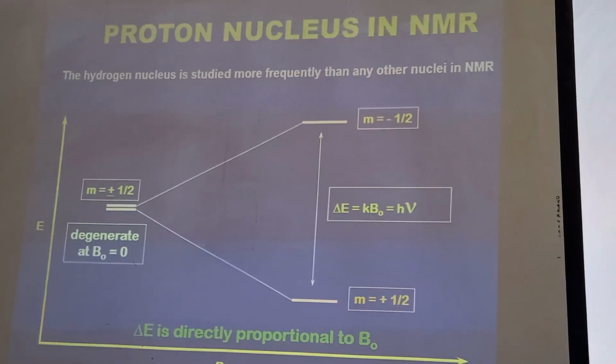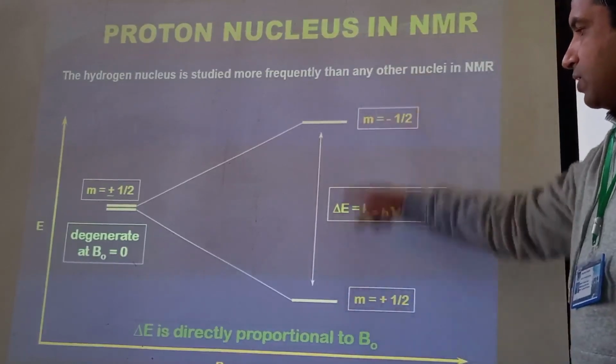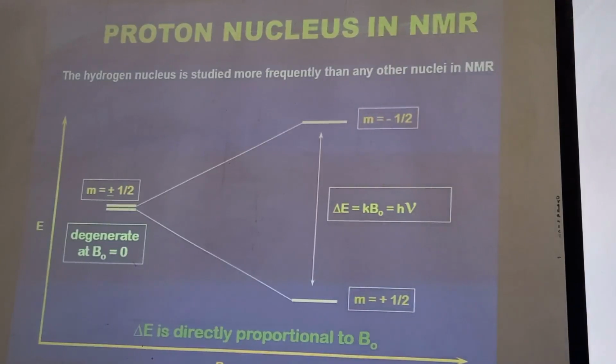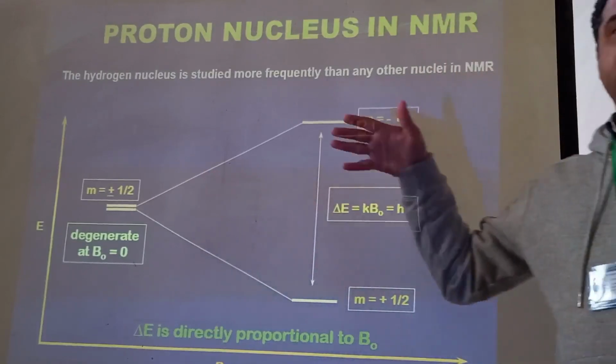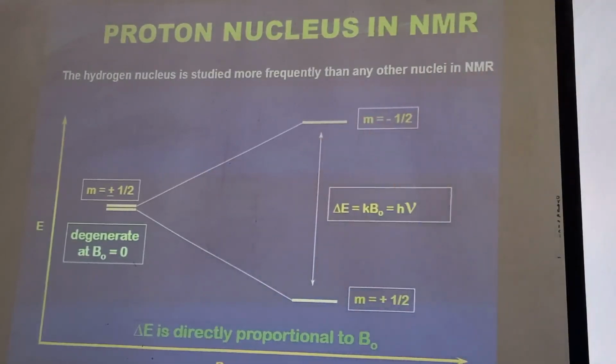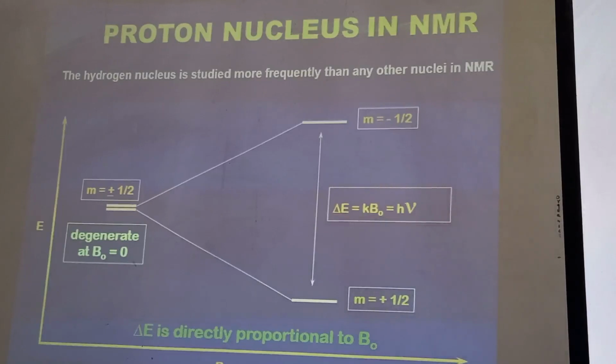The lower energy state is known as the plus half state, and the higher energy is the minus half state, or we can also call them alpha and beta states in NMR. The difference of energy, that is del E, between these two spin states is directly proportional to B naught, as you can see from this diagram as well. When you increase the magnetic field, the difference of energy increases. So del E is equal to K B naught, where K is the proportionality constant. If you remove it, del E is directly proportional to B naught.